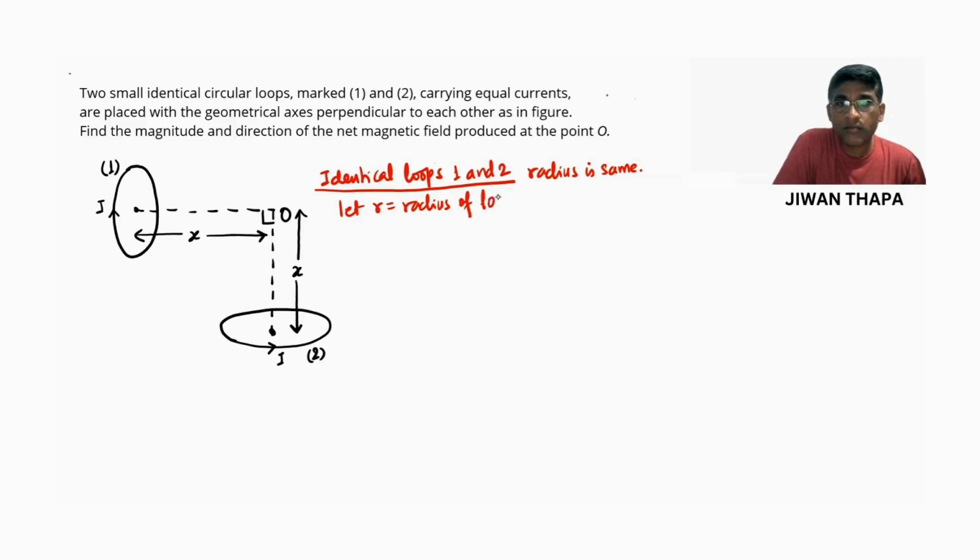radius of loop 1 and 2. And we find loop 1 is carrying current I, and the direction of current is given in the question. And loop 2 is carrying an equal amount of current, that is I, and the direction of current is shown in the figure. And point O is at distance X from the center of loop 1, and point O is at distance X from the center of loop 2. So we have this.